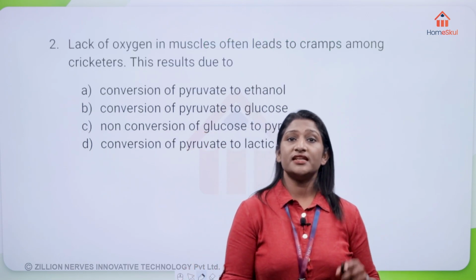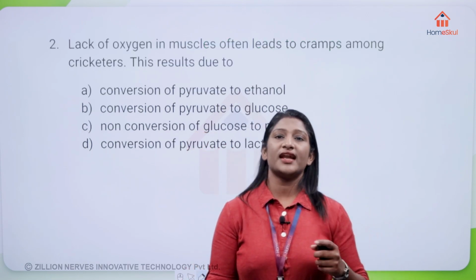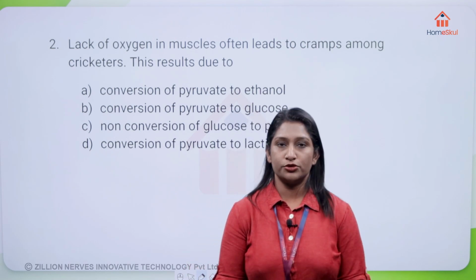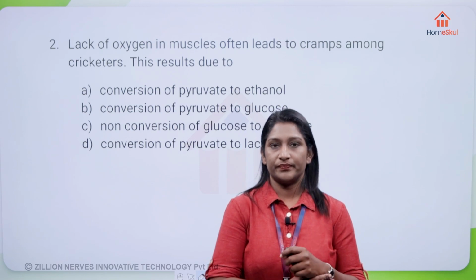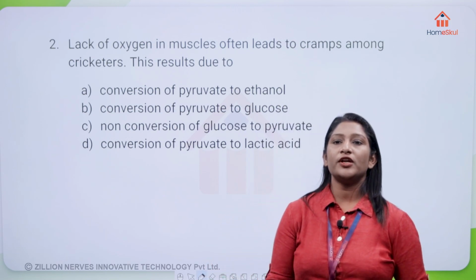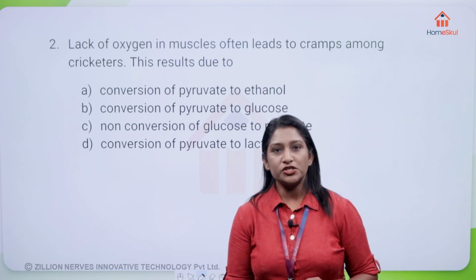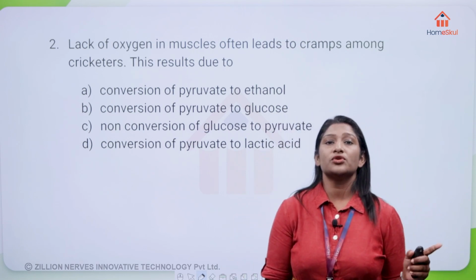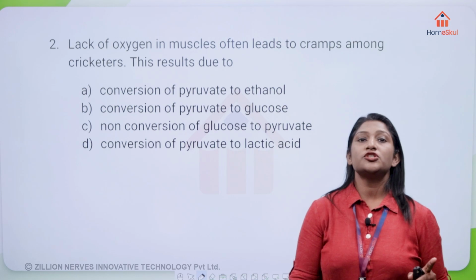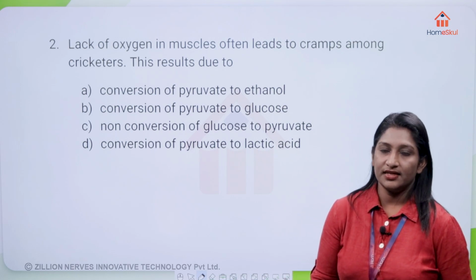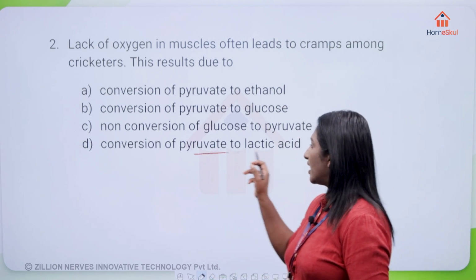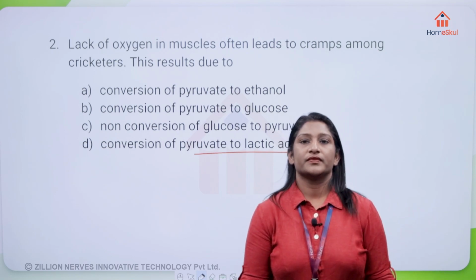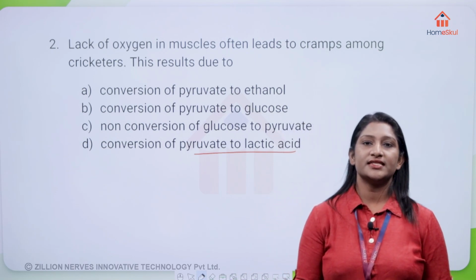Lack of oxygen in muscles often leads to cramps among cricketers. This results due to, why does this happen? Conversion of pyruvate to ethanol, conversion of pyruvate to glucose, non-conversion of glucose to pyruvate, conversion of pyruvate to lactic acid. Now only we have discussed the same, so answer is option D, that's for sure. Yeah, option D is the answer.